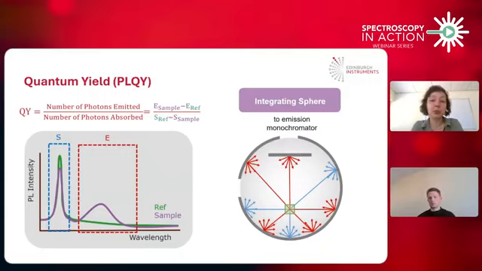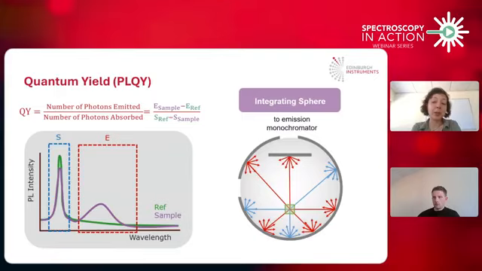To measure the absolute quantum yield, we're going to scan the absorption and emission ranges of the sample and of a non-absorbing reference. In this case, it will be a solvent blank. In the plot on the left-hand side, the sample spectrum is purple and the reference is green.